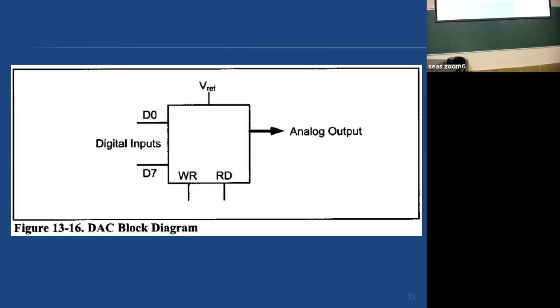We may have digital inputs of 8 bits in this case, and this can come from any of the ports of our controller. It will process it and we can have analog output. And this analog output can be anything that you want to display, you want to control, any waveform you want to generate, and so forth.